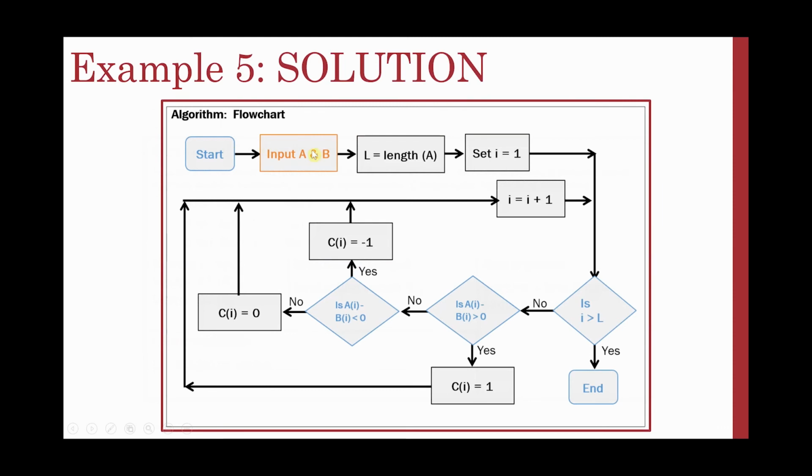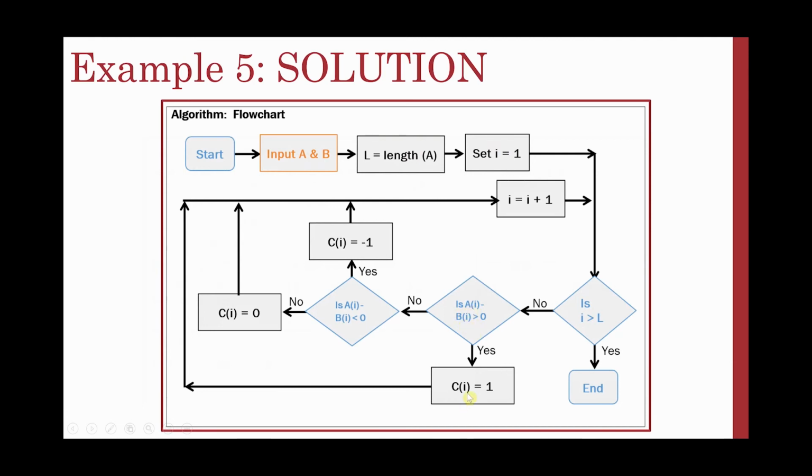Well, we would start by inputting A and B. We would find the length of A or the length of B, since A and B are the same length. We would set our counter to 1. We would ask, is our counter greater than L? If it's not, we would then ask, is A of 1 and B of 1 greater than 0?